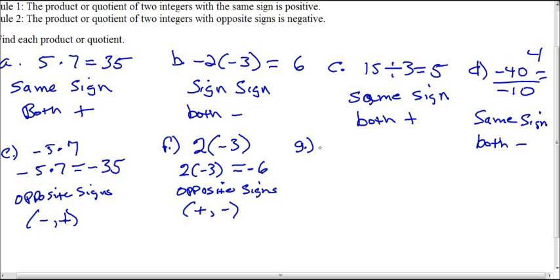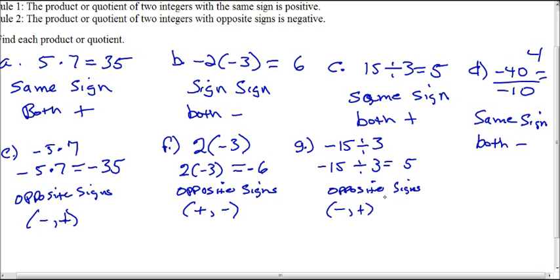Okay, let's take a look at G. Again, just going through so you can get accustomed to the rules. So we have a negative 15 divided by positive 3. We know that if you divide 15 by 3, you're going to get 5. But again, opposite signs. So if you have opposite signs, one negative, one positive, voila, our product, or should I say our quotient, is definitely negative.